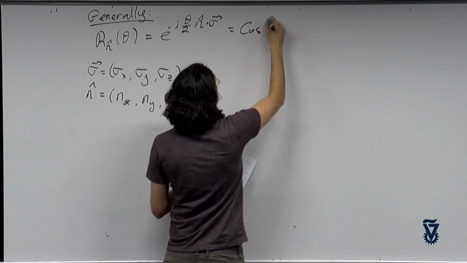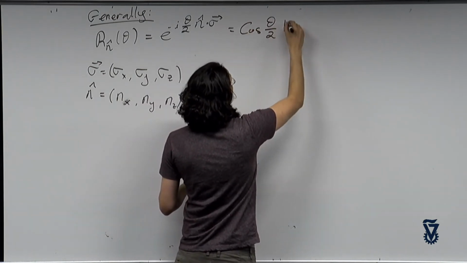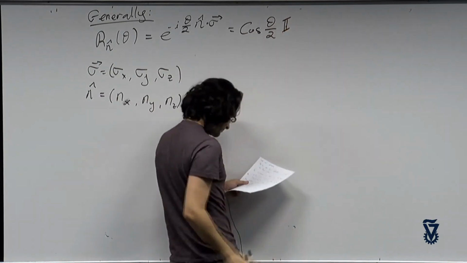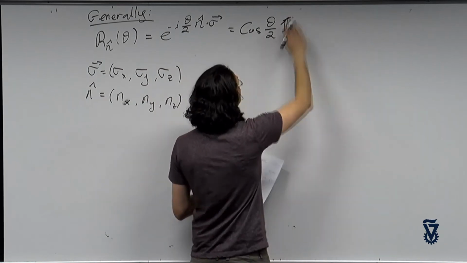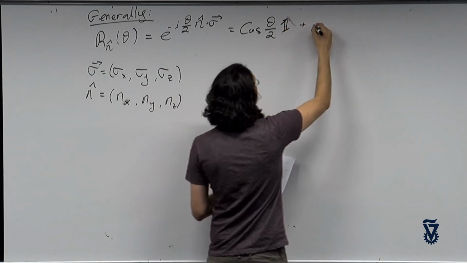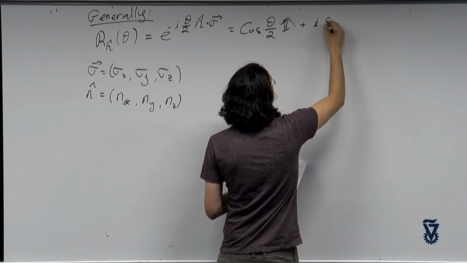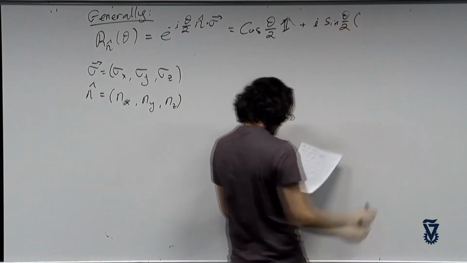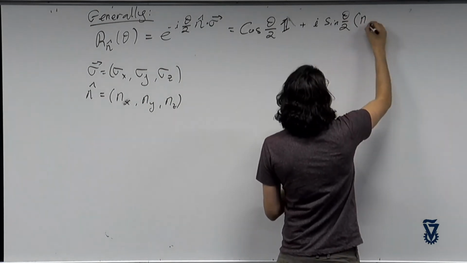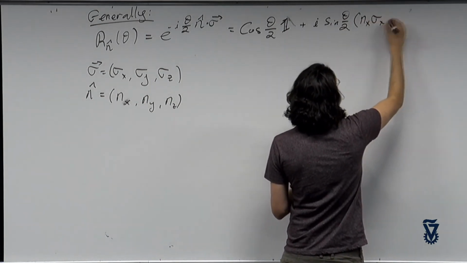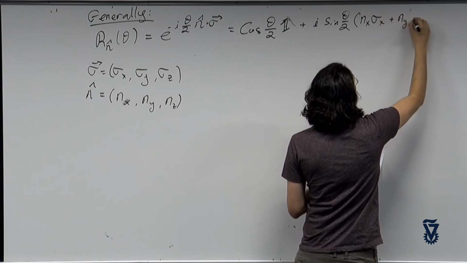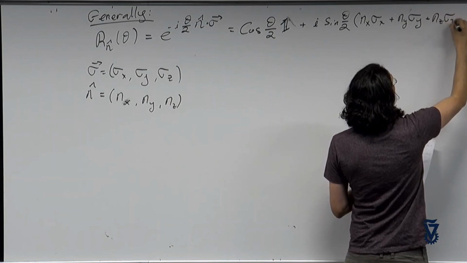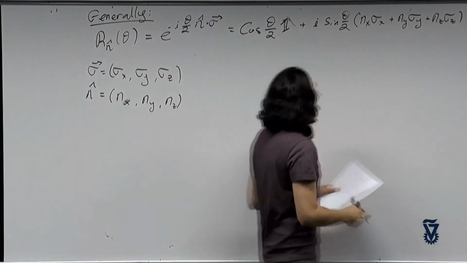And if we write it this way, then we see that our rotation matrix just comes out to be cosine of theta over 2 times I, where this is the identity matrix, plus i sine theta over 2 times n_x sigma x plus n_y sigma y plus n_z sigma z.